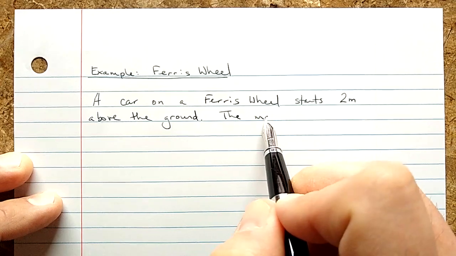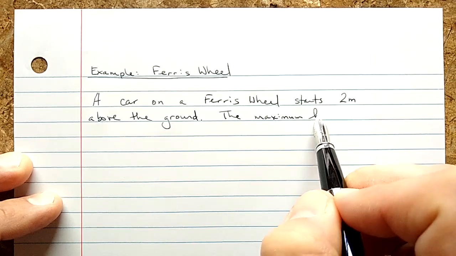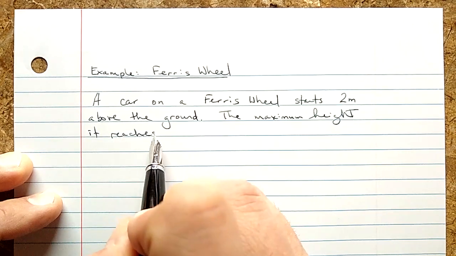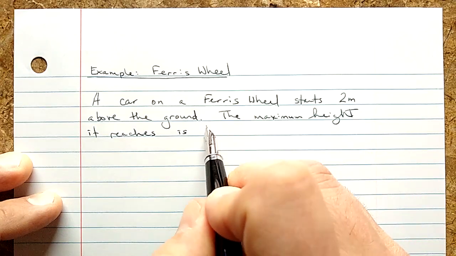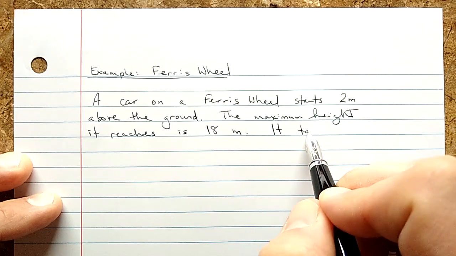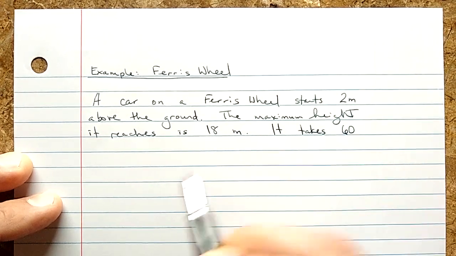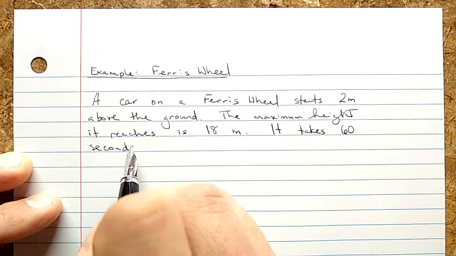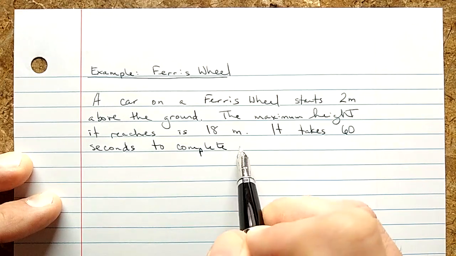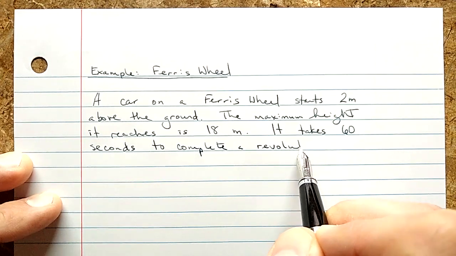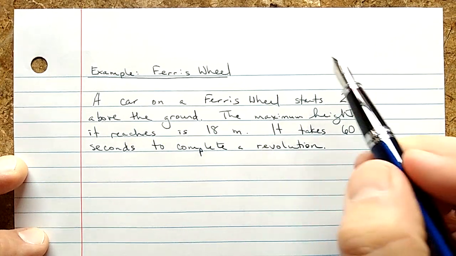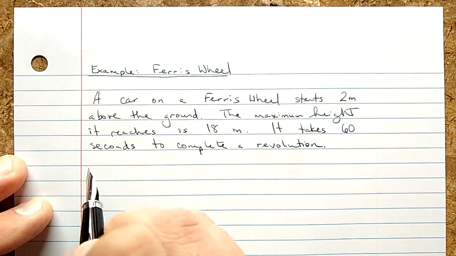The maximum height it reaches is 18 meters. It takes 60 seconds to complete a revolution. A revolution is one time fully around the wheel, from the bottom up to the top and back to the bottom again. And so here's our task.